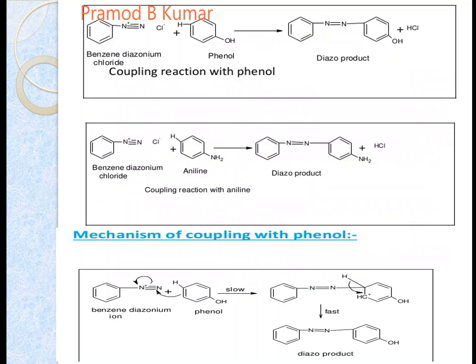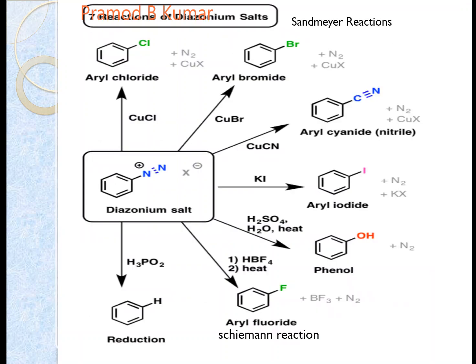So these are the reactions. What happens? Attack on the diazonium salt, then there is a loss of proton to get back aromaticity and you get your azo product. Anilines and phenols can react to give azo products. Okay, these are the reactions, and now these are the applications of diazonium salt.